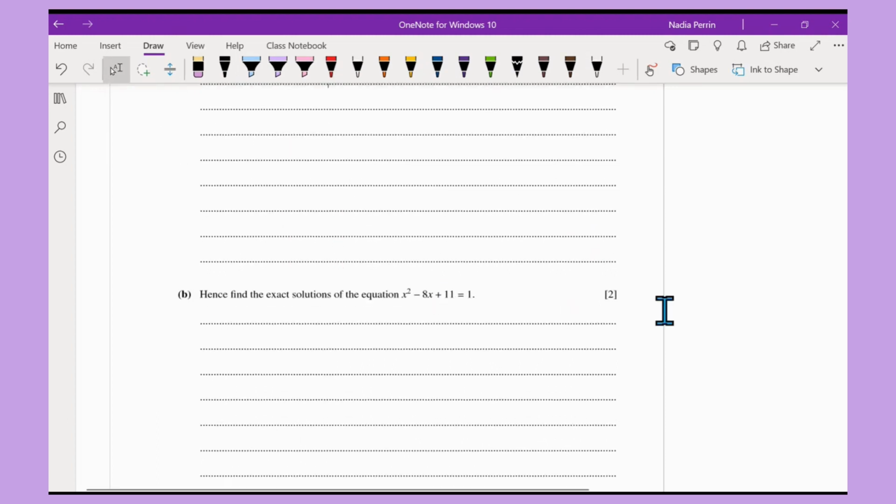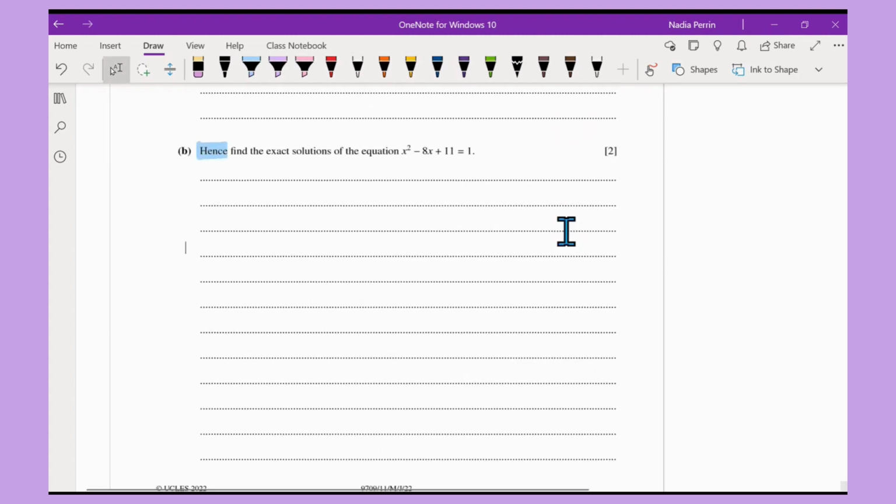Moving on to question 2. It's really important that you notice that when it says hence, it means we're going to be using something from the above question, okay? So they're presuming that you're going to use something from the above to answer this one. So in this case, we're going to be using our completed square form. So if we just borrow that from above, it was (x - 4) squared - 5.